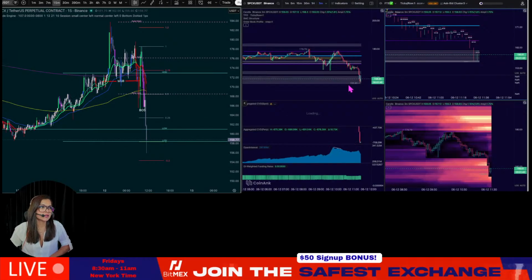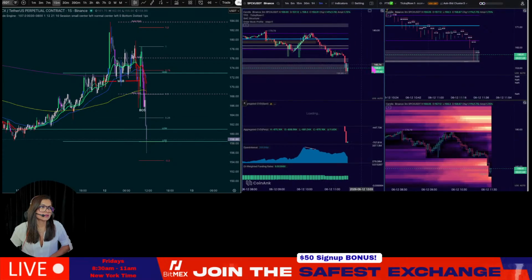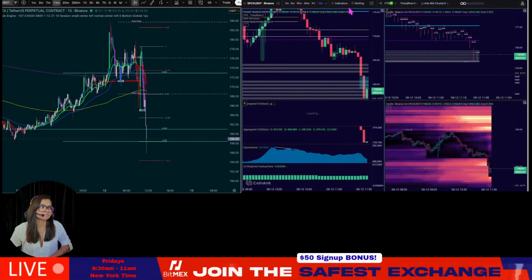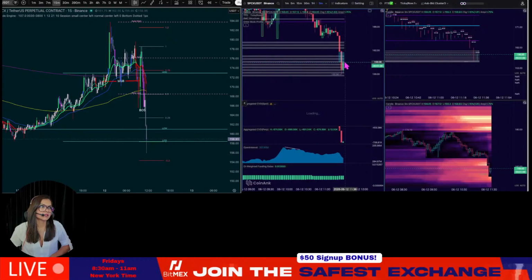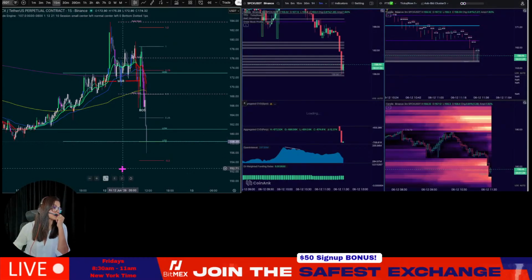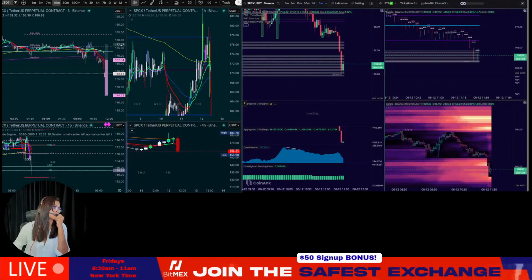So here is a gap that is being respected. Look at that little gap. That fair value gap. Ooh, it got disrespected. Well, there's so many gaps right now on this chart. Bearish gaps. Damn.